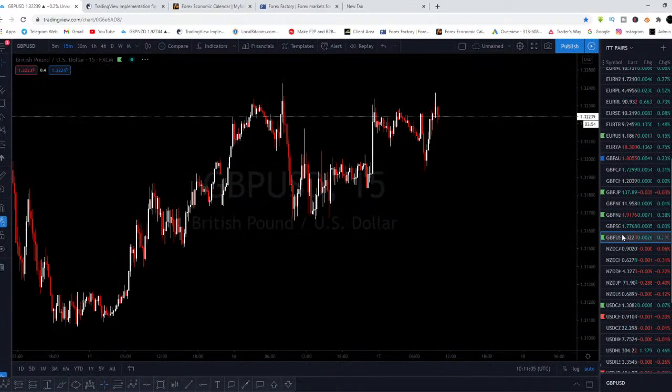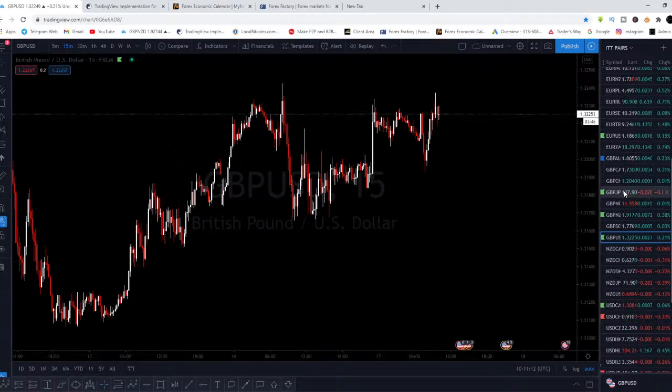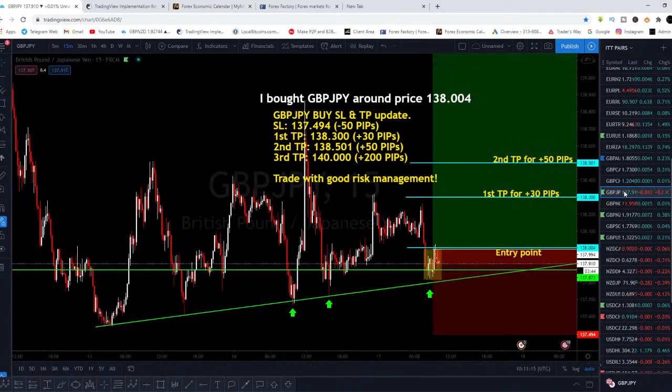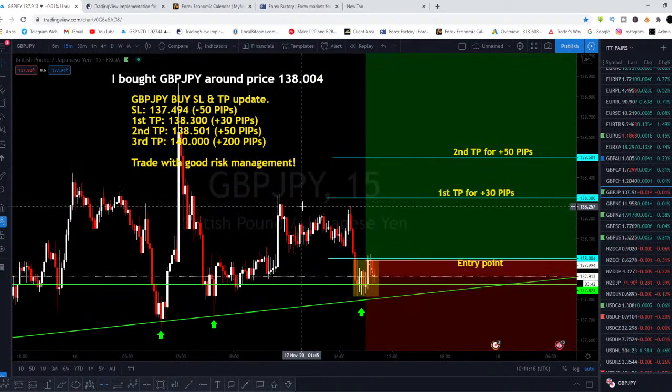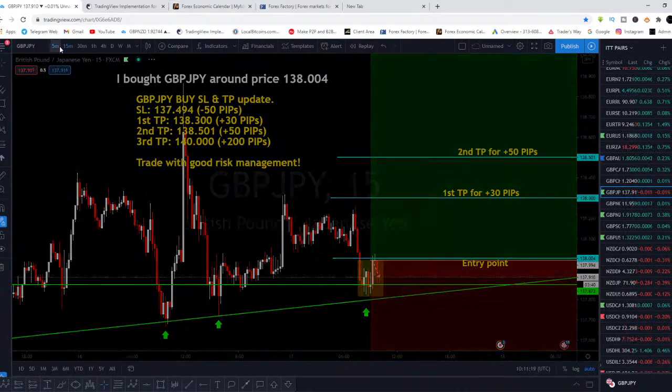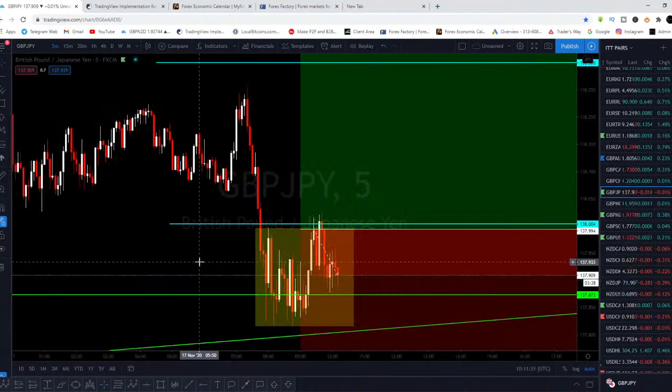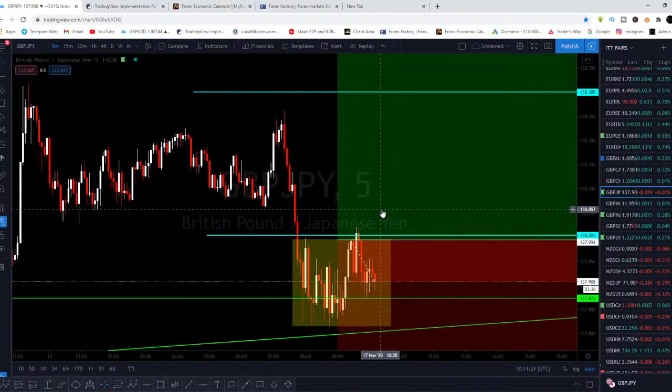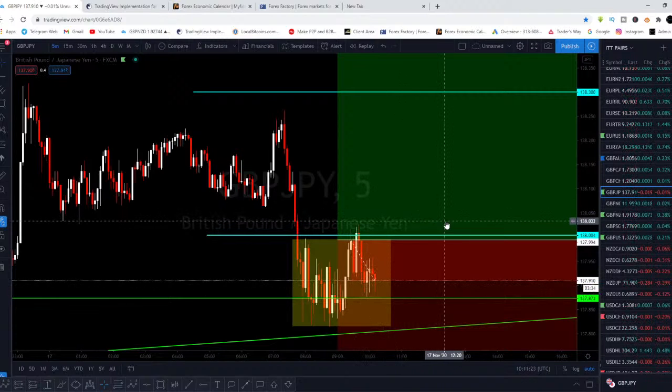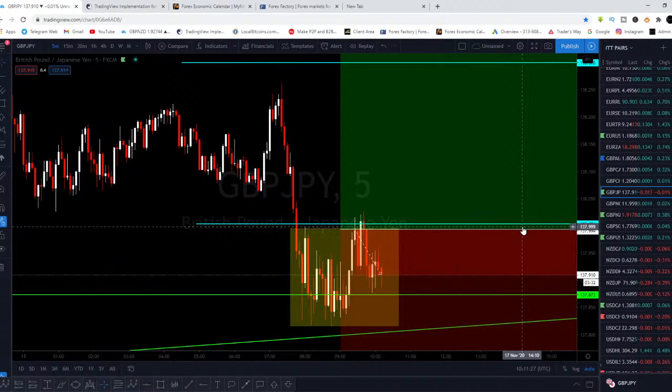So GBP USD, still playing around this zone. Still playing around this zone. GBP still playing around as well. Still playing around. You see? Well, it definitely has to go up. It will go up, guys. Let's just wait.